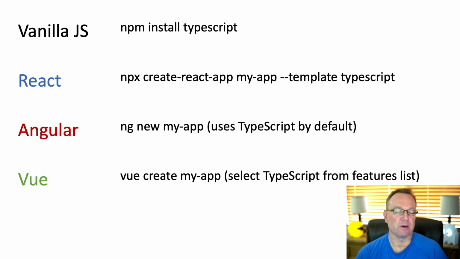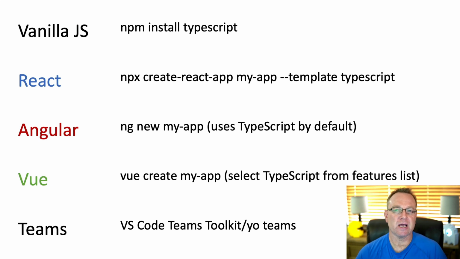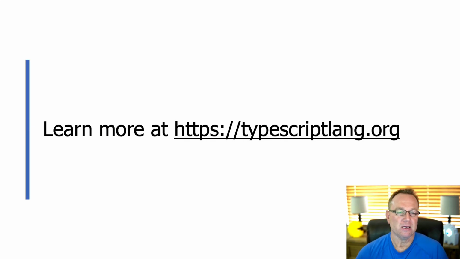Vue has an option for TypeScript. If you do vue create, whatever your app is, there's going to be an option for features. You just simply use the arrow key to go down. You then hit TypeScript, and you're good to go. And now you'd have TypeScript built in. And then, of course, some of the tools you might use for Microsoft 365 development, Teams development, for example. VS Code has an extension called the Teams extension, and Teams Toolkit, I should say. And you could also use one called YoTeams, and they both support using TypeScript. So there's a lot of good reasons to learn TypeScript because it's going to be supported where you work every day.